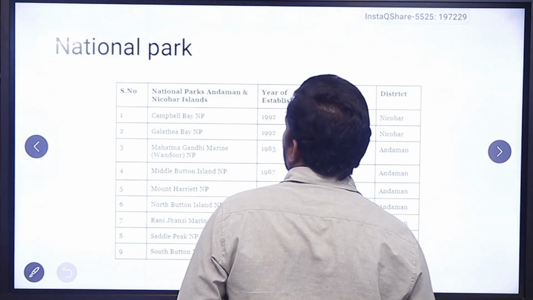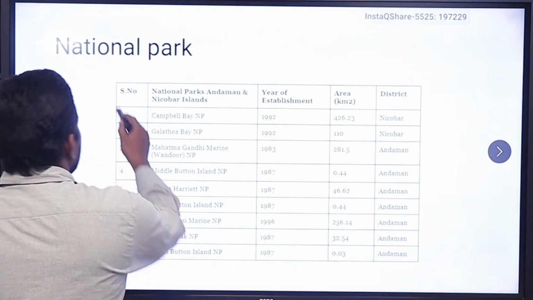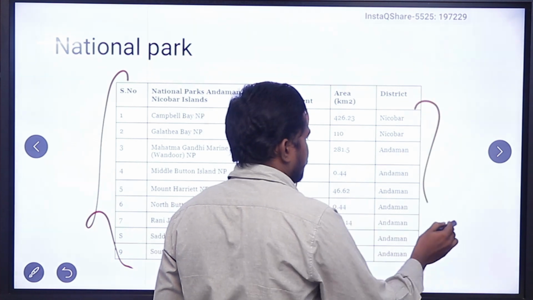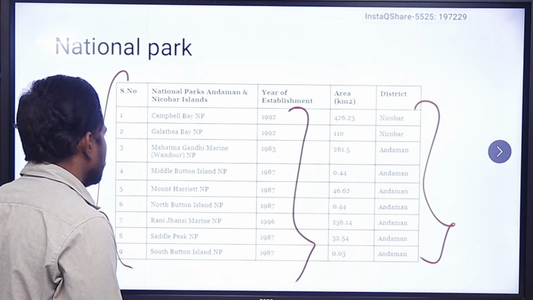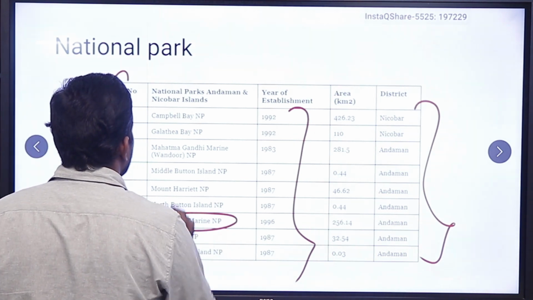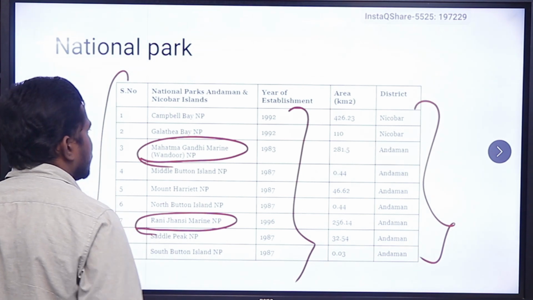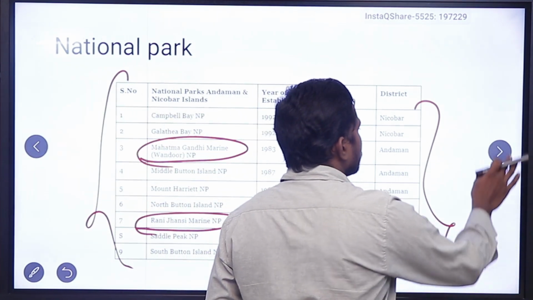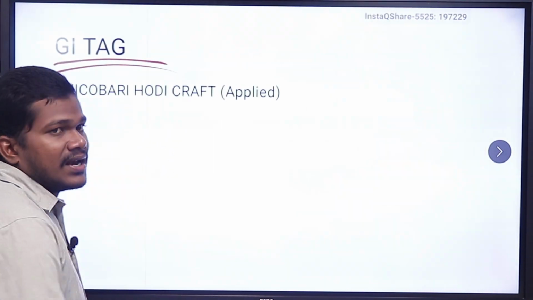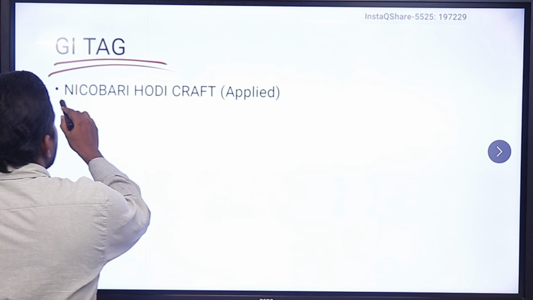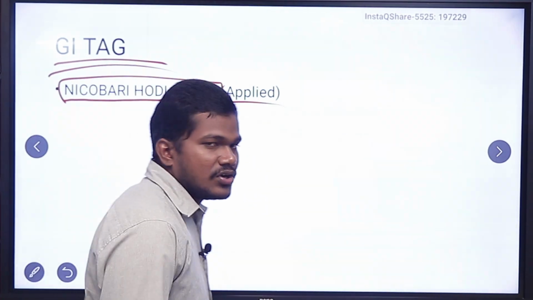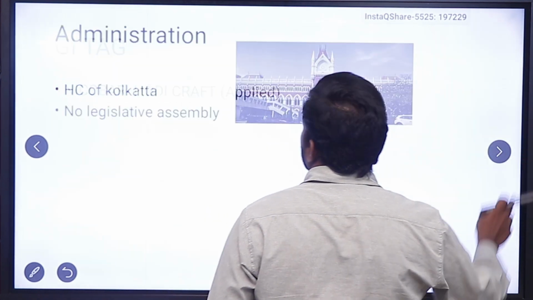These are the names of the national parks, and their year of establishment, area and district. It has 2 marine national parks, Rani Jhansi Marine National Park and Mahatma Gandhi Marine National Park. So far, Andaman and Nicobar Islands had no GI tag. As of now, for Nicobari Hodi Craft, it has applied for the geographical indication tag.